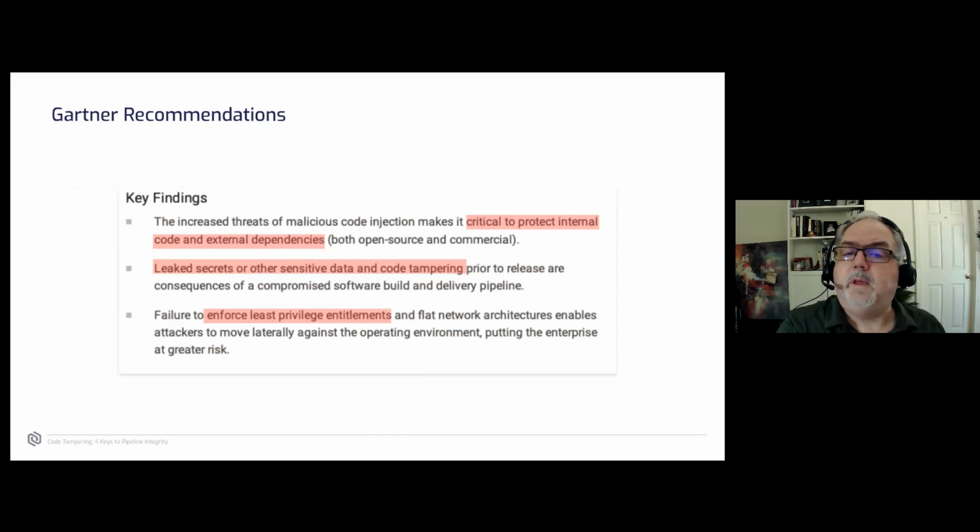The specific risks they recommend focusing on include continuing traditional application security approaches to protect internal code and external dependencies, protecting against the public exposure of secrets and other sensitive data, for example, through leaked code, which includes hard-coded secrets, preventing code tampering before release, like we saw with SolarWinds, and enforcing least privilege entitlements and a flat network to limit opportunities for lateral movement.